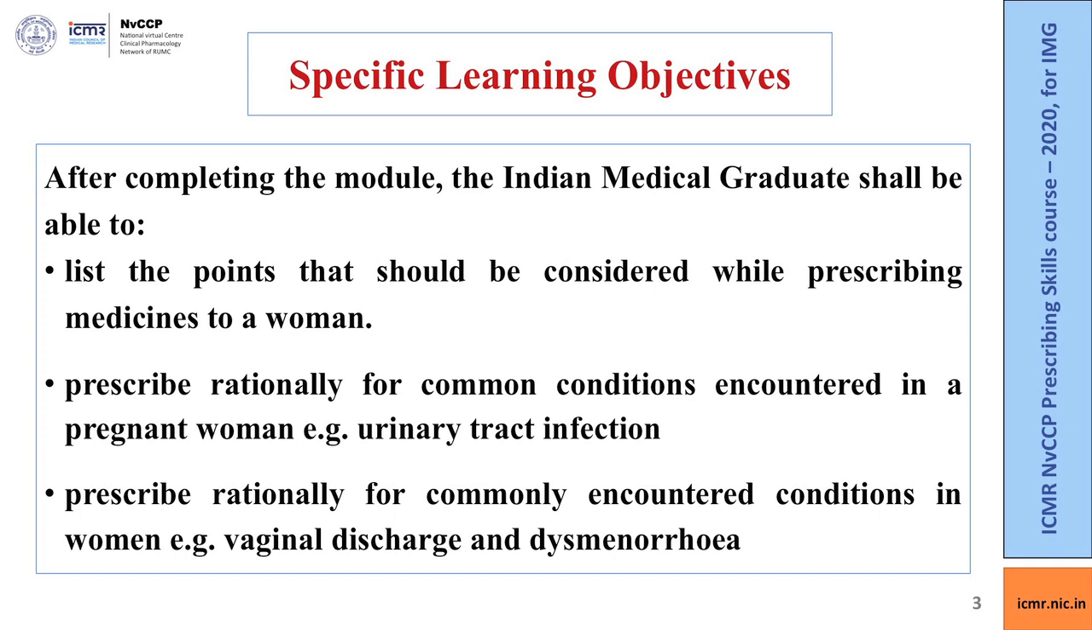After completing the module, the Indian medical graduate shall be able to list the points that should be considered while prescribing medicines to a woman, prescribe rationally for common conditions encountered in a pregnant woman, example urinary tract infection, and prescribe rationally for commonly encountered conditions in women, that is vaginal discharge and dysmenorrhea.